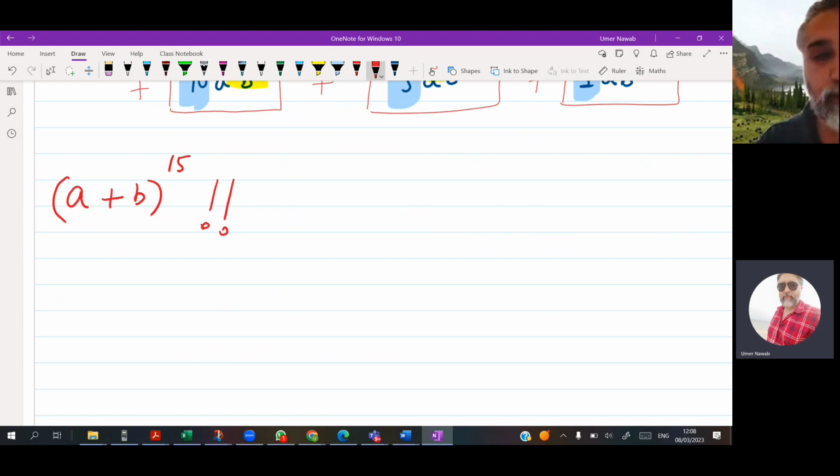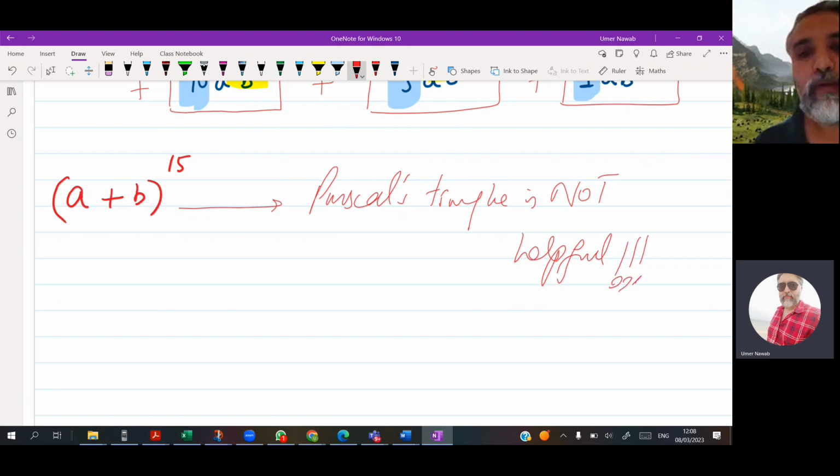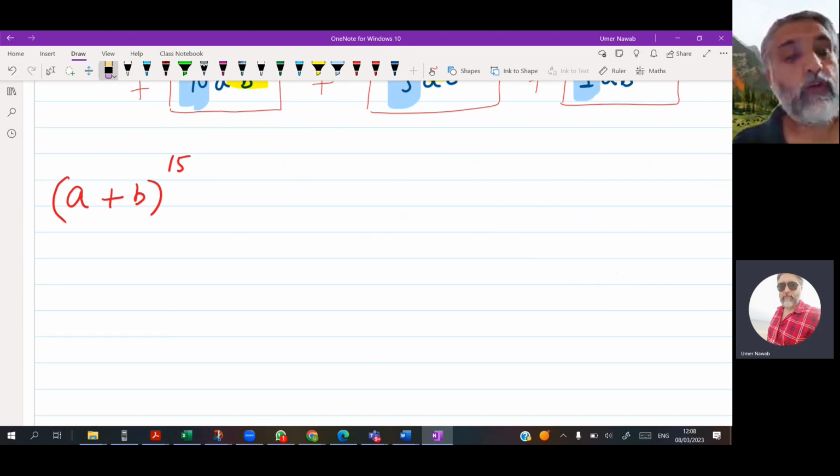So here, Pascal's triangle is not helpful. It's not helpful. What to do in this situation? We need to know the binomial expansion formula, not in terms of Pascal triangles. We need to know a formula.